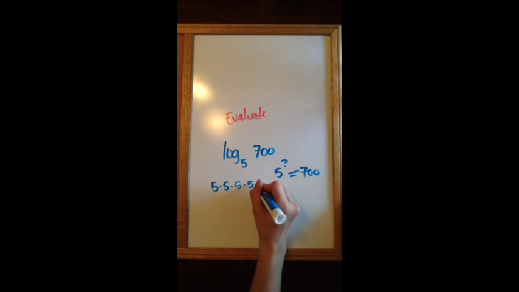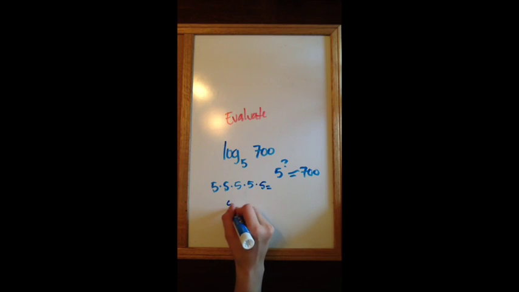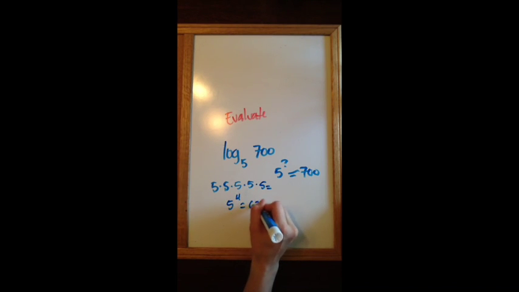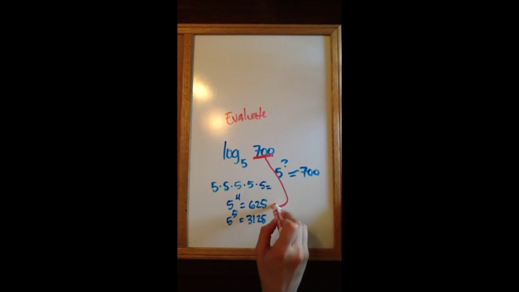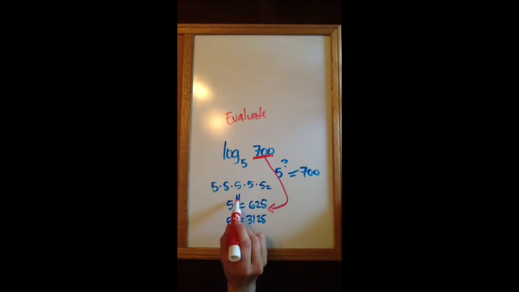So 5 to the 4th is 625, but 5 to the 5th is 3125. So can you see that 700 fits in between these two numbers? So I know that my power is going to be somewhere in between 4 and 5. I just am not sure. Now I could sit and check and do like 5 to the 4.1, 5 to the 4.2, 5 to the 4.3, but that's annoying, right?